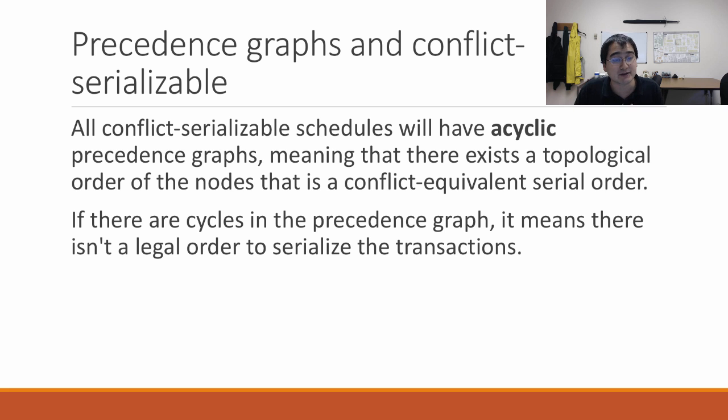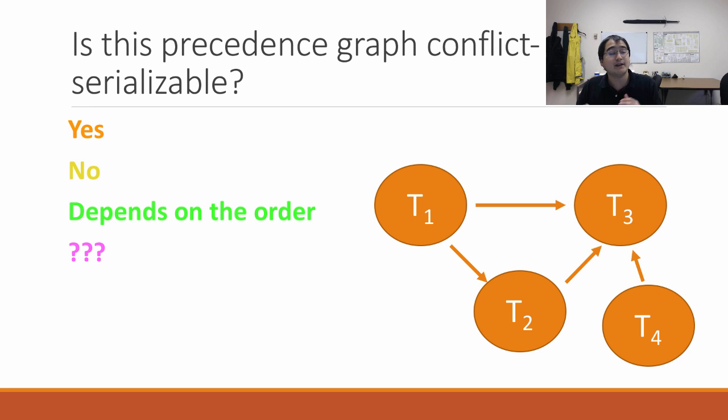However, if there are cycles in the graph, T1 points to T2, which points to T3, which points to T1. If there are cycles, there's no way to come up with a reasonable ordering of the transactions, because you can't do T1 until you've done T3, and you can't do T2 until you've done T1, and you can't do T3 until you've done T2. There's no way to order the graph. So if you ever have a cycle in your precedence graph, that is the signal for, hey, this schedule is not conflict serializable. All right, so multiple choice question time. Is this precedence graph conflict serializable?